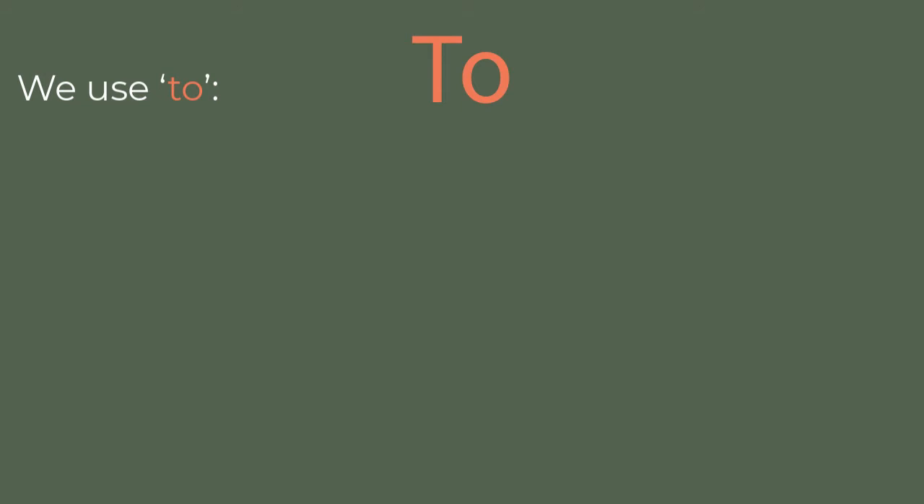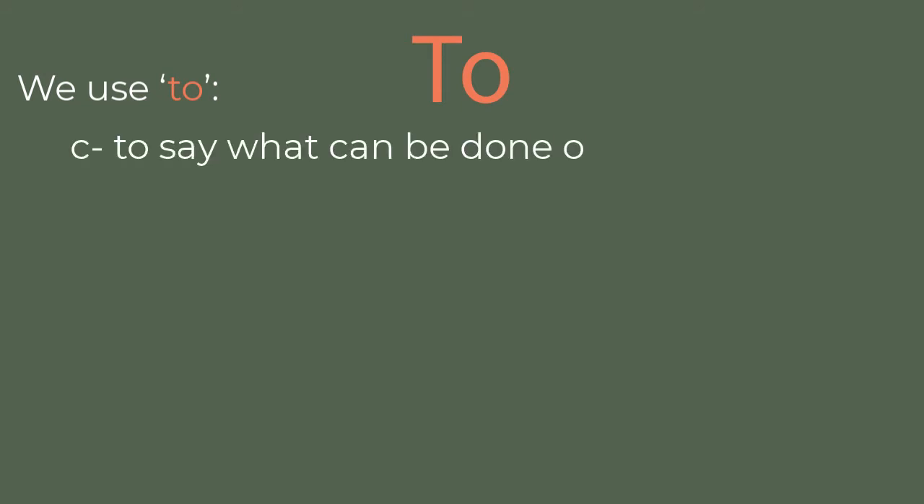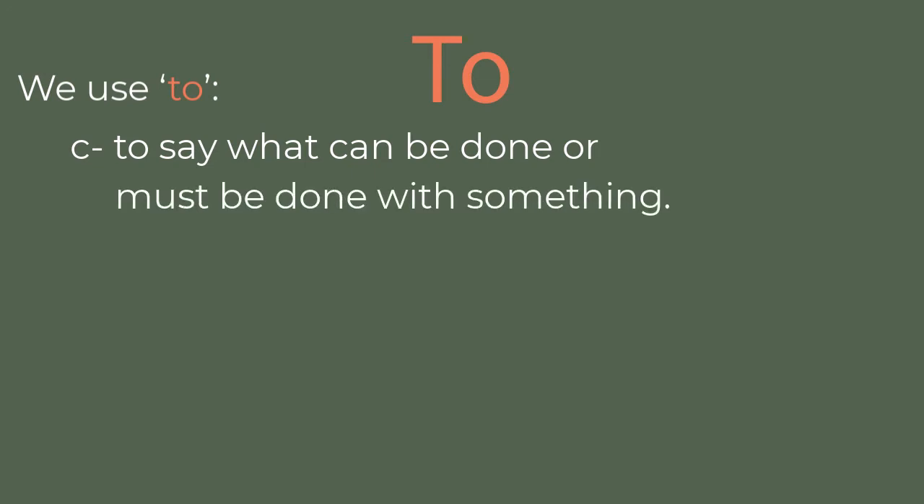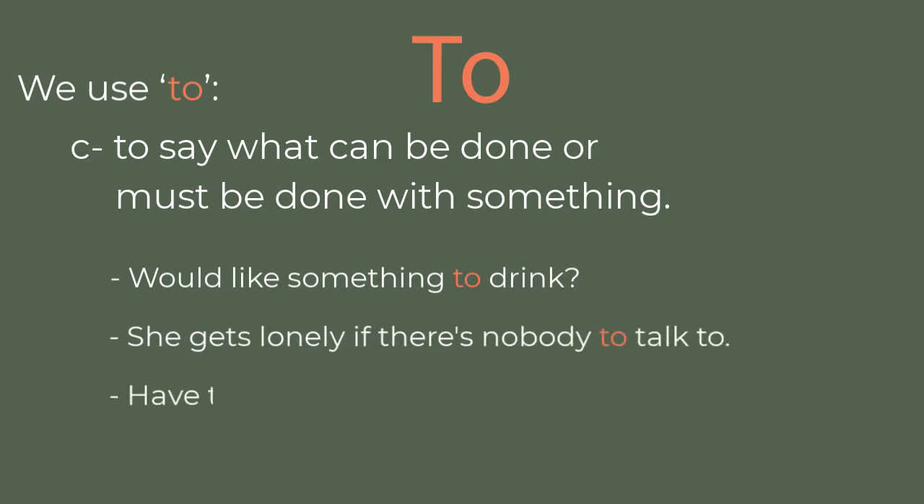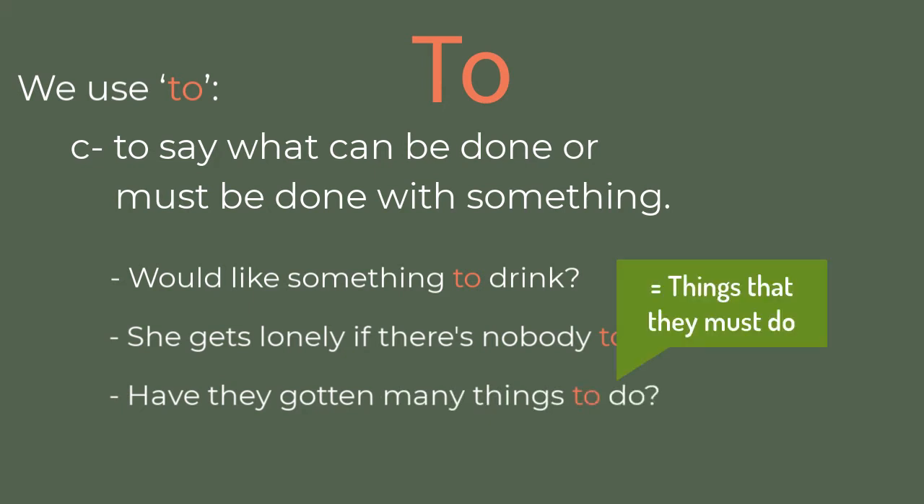We also use "to" to say what can be done or must be done with something. For example, would you like something to drink? She gets lonely if there's nobody to talk to. Have they gotten many things to do? Meaning here, things they must do.